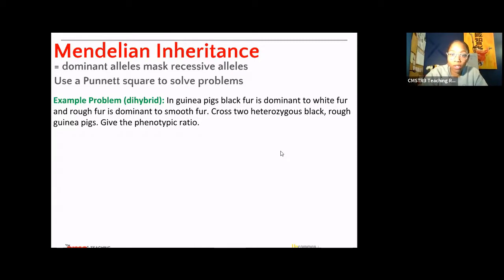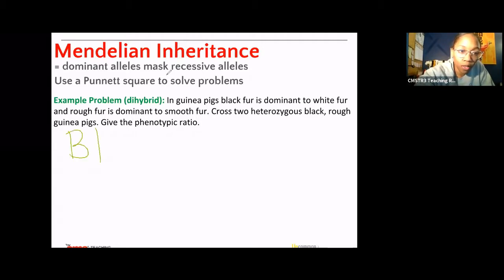To do that, we also have to think about what the genotype for the parents are. So if we have black fur being dominant to white fur, oh, here we go. There we go. Sorry, y'all, it's not working.